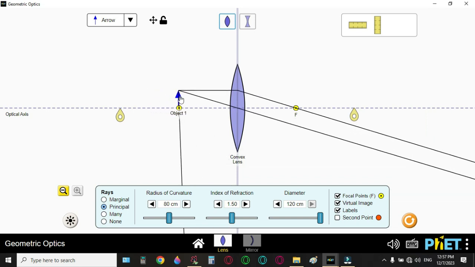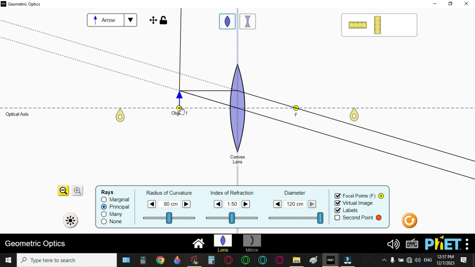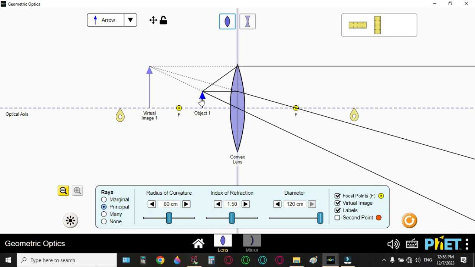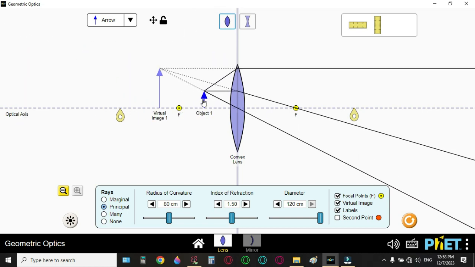If the object is located exactly at the focal point, the refracted rays will be parallel to each other. And so there is no image formed by the convex lens if the object is located at the focal point. Okay, that's the fourth possible scenario. Now, the fifth scenario would be if the object is between the focal point and the vertex.